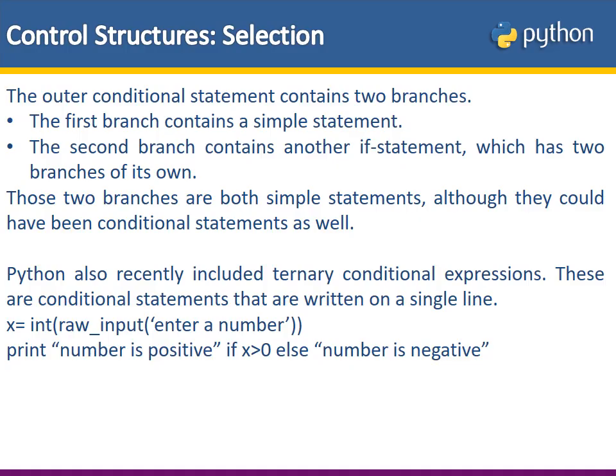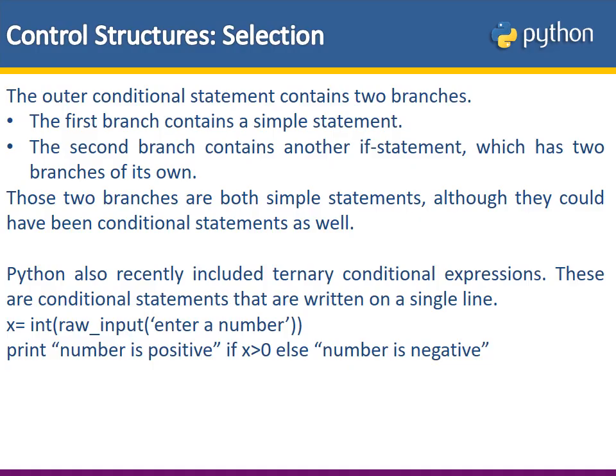Python also recently included the ternary conditional expression, and these conditional statements are written on a single line. We can see an example of this conditional statement written on a single line. We have the same example code: print number is positive after you enter a number for s, and the if statement, if s is greater than 0, else number is negative.